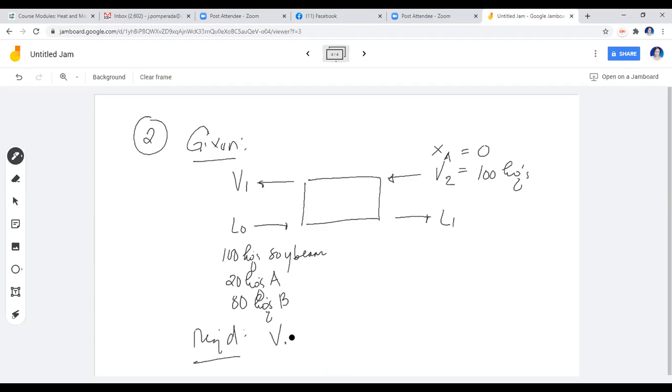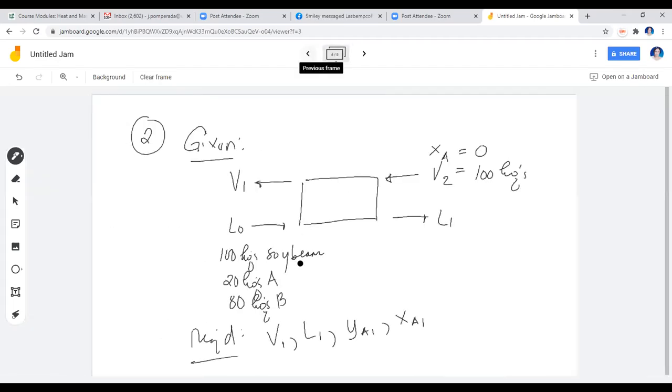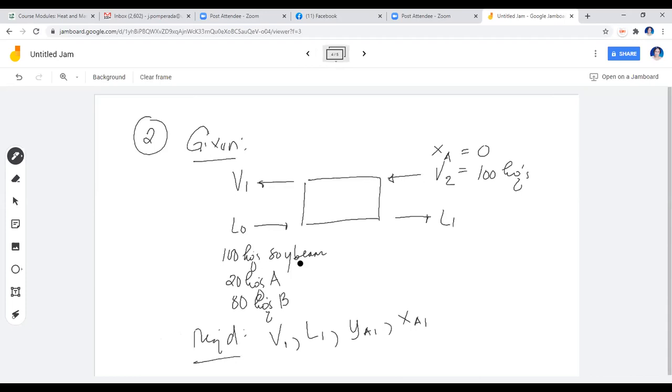Now, the problem requires you to determine B1, L1, YA1, and XA1. The composition of the underflow slurry and the overflow is being asked. So we will specifically focus on the A, since it's actually A that we're trying to account for here. Okay? Now we go to our solution. When you use material balance, in this case, remember again, class, you will only balance A and C.